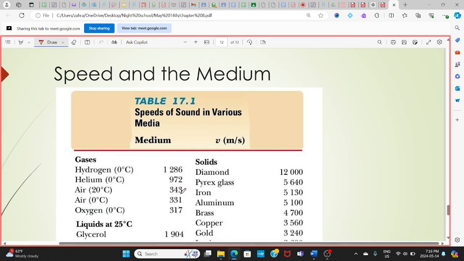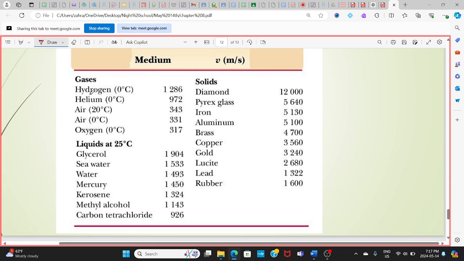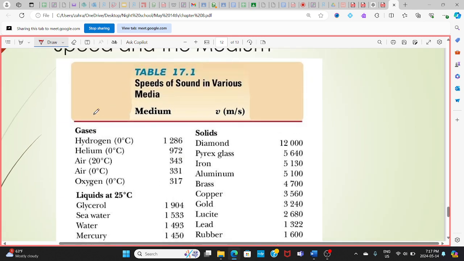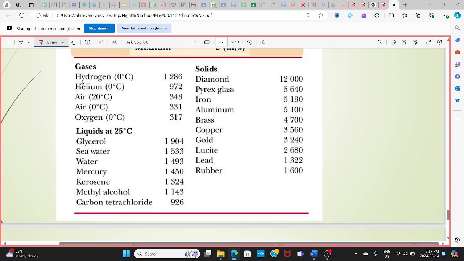Now, the speed and the medium. These are the speeds of sound waves in different media at 0 degrees. So in hydrogen, very fast, right? Helium at 0 degrees, again, very fast. 20-degree air is 343. At 0 degrees it is 331.